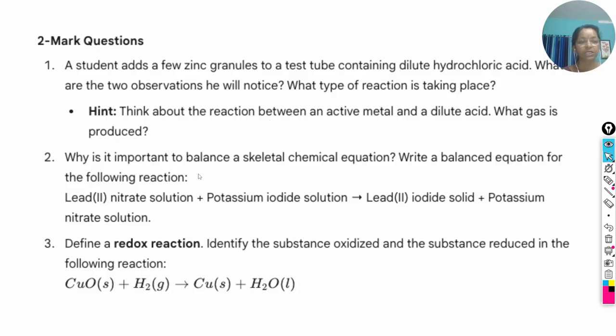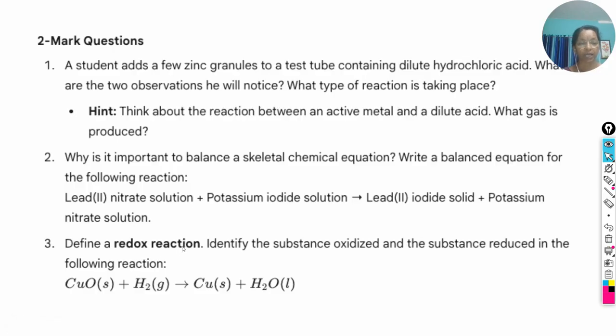And why is it important to balance the skeletal chemical equation? Write a balanced equation for the following reaction: silver nitrate and potassium iodide, the same we discussed in the lesson. So what is the importance? The reaction has to follow the law of conservation of mass, so we have to balance a skeletal chemical equation.